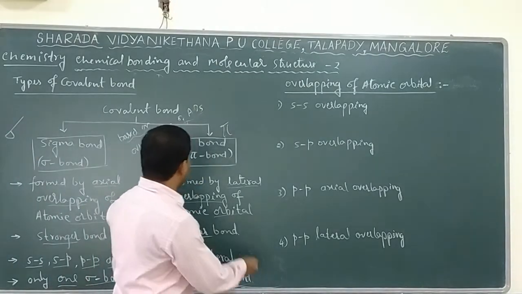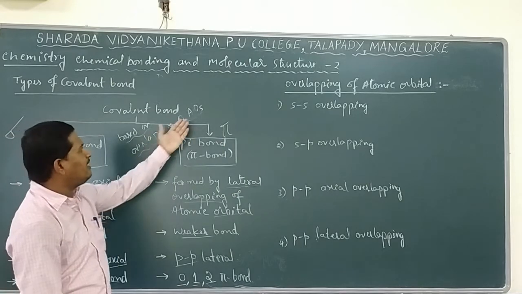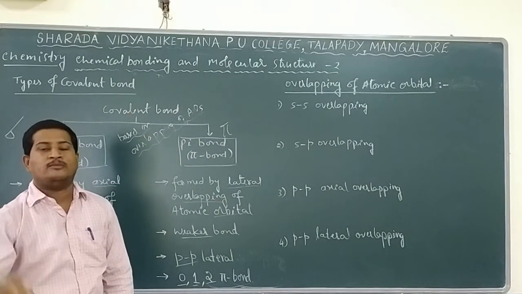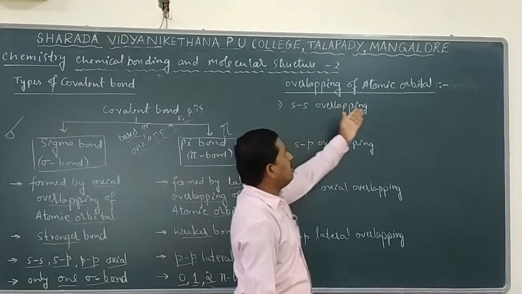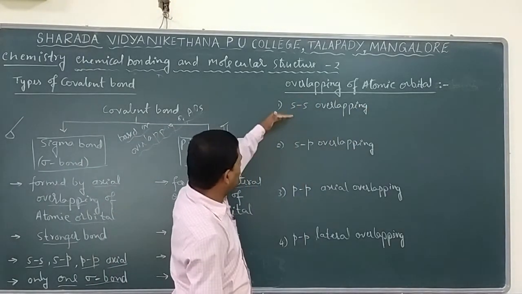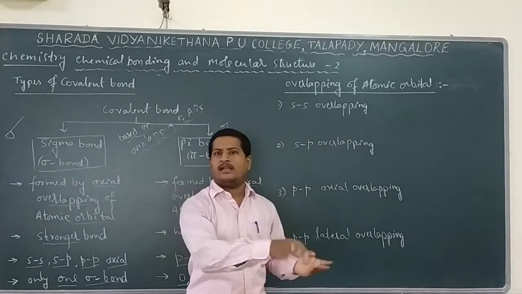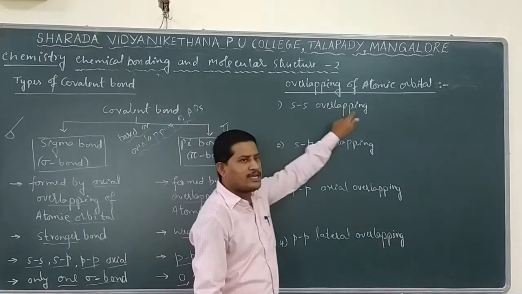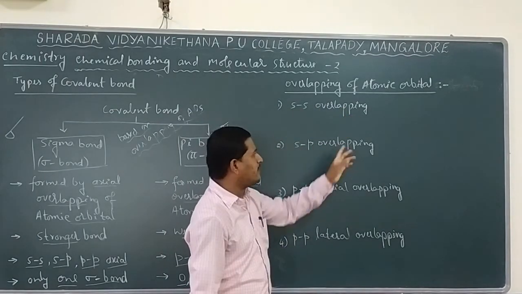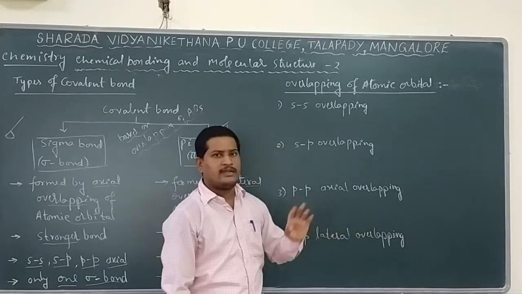Now let us look at how the overlapping takes place, how the overlapping of atomic orbitals is observed axially as well as laterally. Now let us go with the overlapping of atomic orbitals. There are totally 4 categories of overlaps. Broadly 2 types: axial overlap and lateral overlap. But specifically: SS overlapping, SP overlapping, PP axial overlap, and PP lateral overlap.